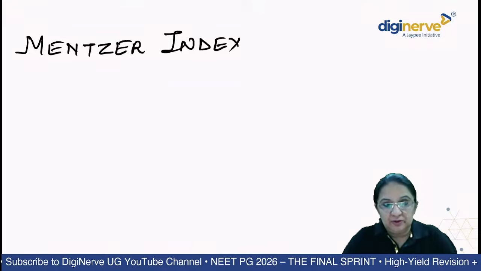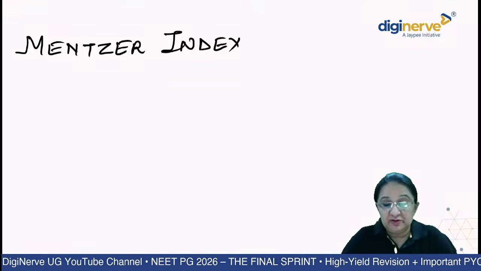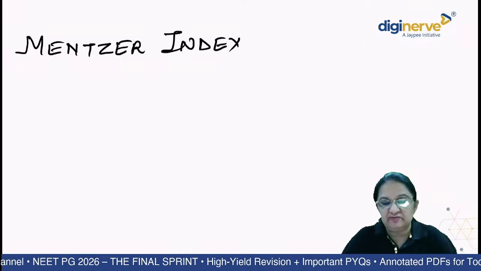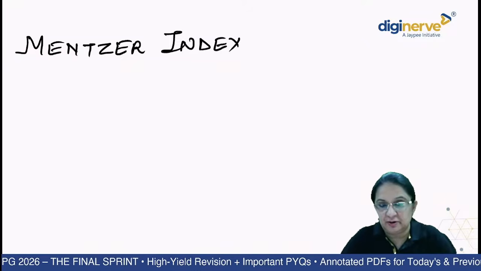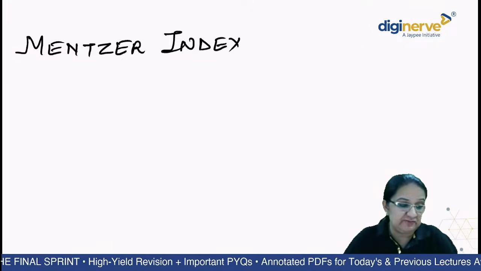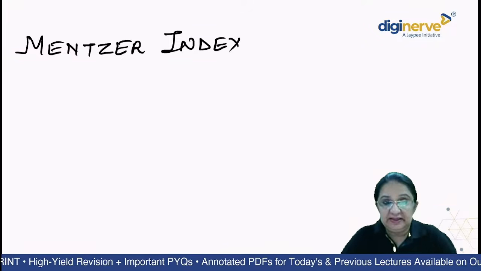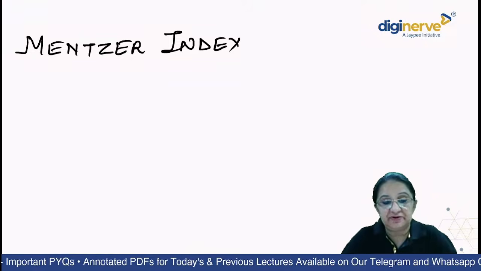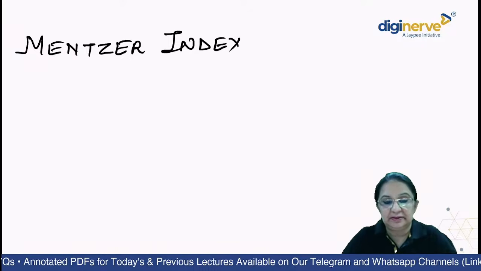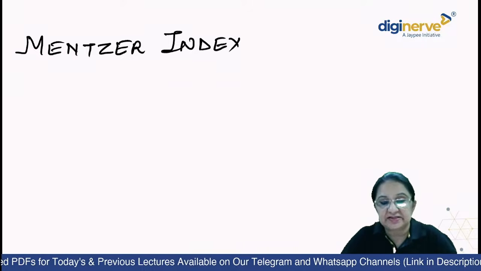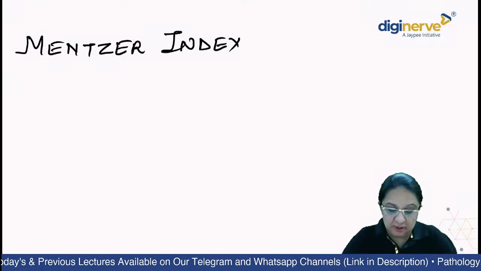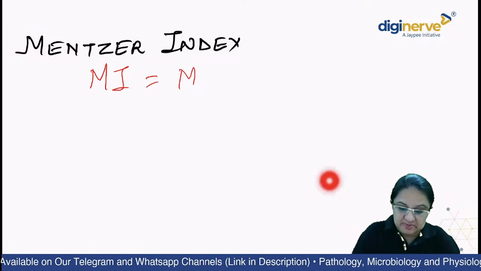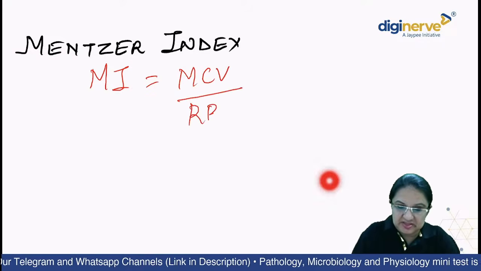Okay. Now, coming to the Mentzer index. We all know microcytic hypochromic anemia. How will you differentiate the overlapping features? You see almost the same features in the peripheral smear of iron deficiency anemia, also the same features in beta thalassemia. So how do you differentiate iron deficiency from thal minor? You do the Mentzer index. Can anybody tell me what is the Mentzer index? How do we calculate? Mentzer index is equal to MCV upon RBC.